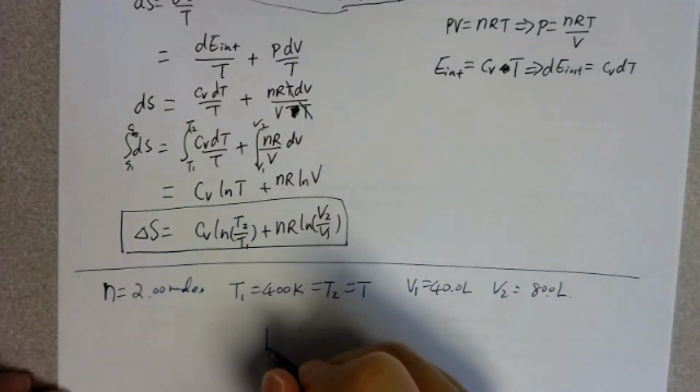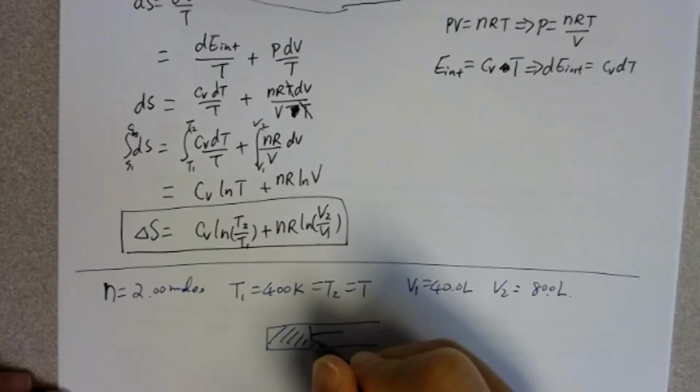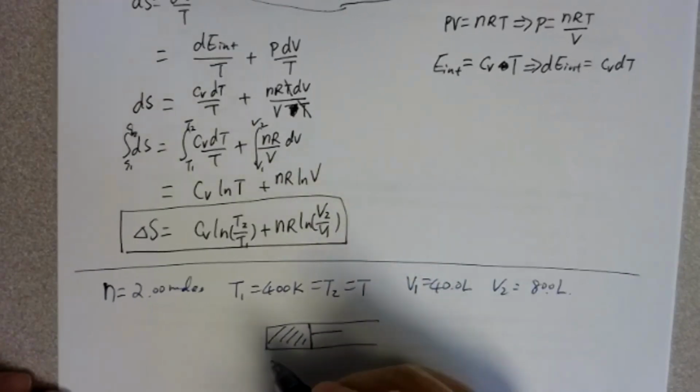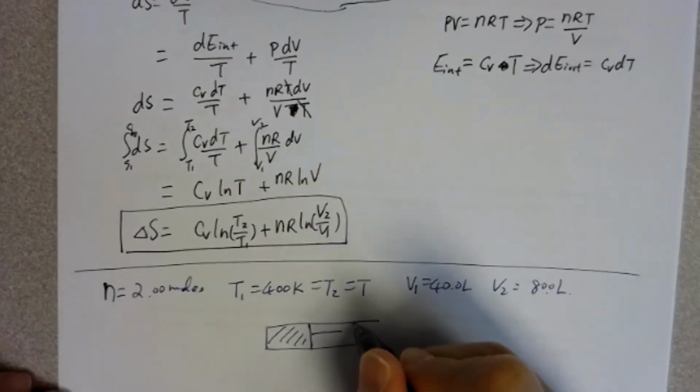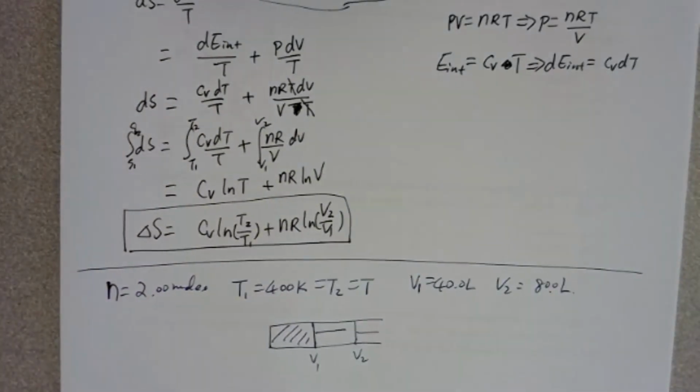So you can imagine you have a piston over here, which can move. Initially it is here, and then the final position will be somewhere here. So initial and final, V1, V2, in a sense.